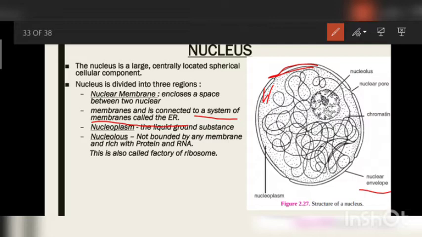After that, what is nucleoplasm? It is the liquid ground substance. See this dotted part, it is called the nucleoplasm, which contains, very important, chromatin, and this chromatin contains DNA, the genetic material. So a one-mark question can be asked here: where chromatin is found, or where DNA is found in the nucleus. So it is found in the nucleoplasm.